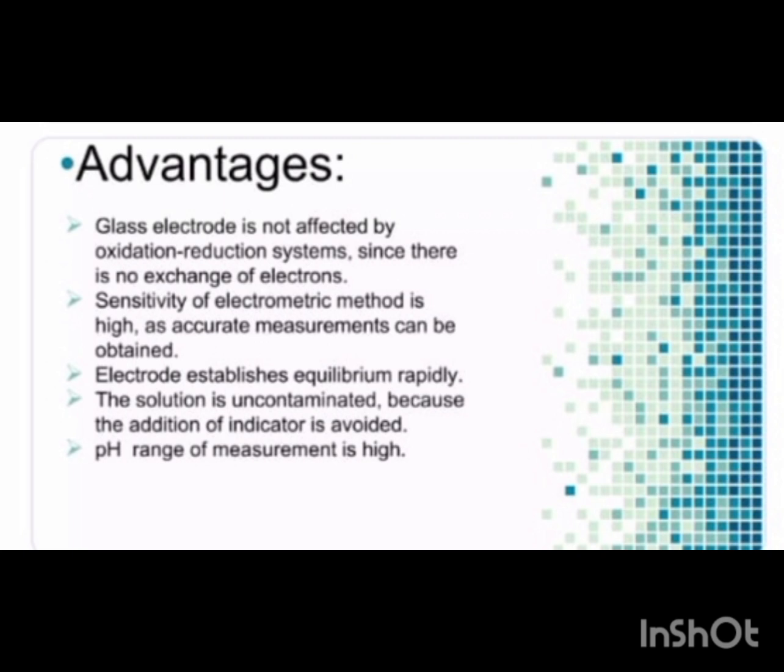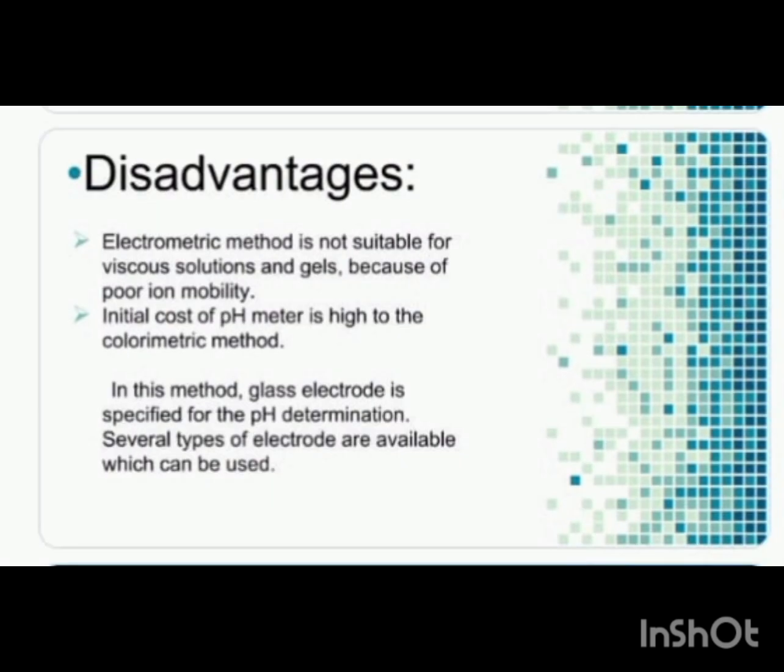The pH range of measurements is high. First, the glass electrode is not affected by any oxidation reduction systems, since there is no exchange of electrons. Further, sensitivity of these electrometric methods is high and accurate measurements can be obtained. Further, the electrode establishes equilibrium rapidly and the solution is uncontaminated because the addition of indicator is avoided. And what are the disadvantages of this method?